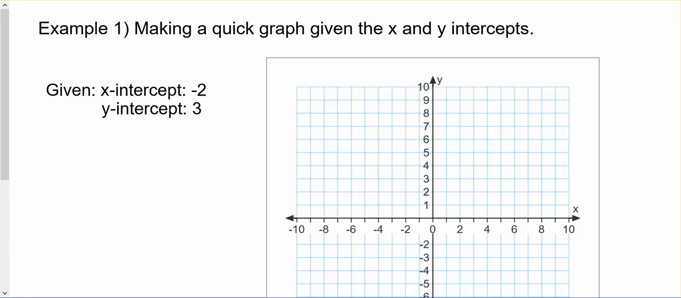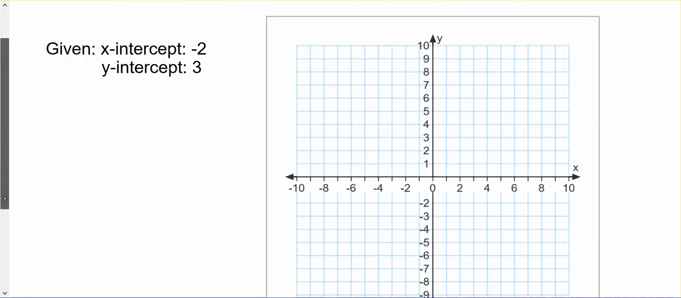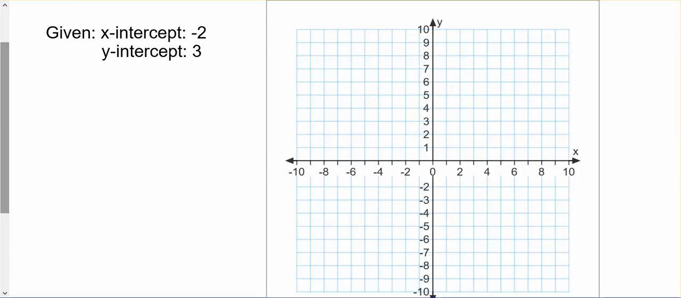So I'm making a quick graph using the X and Y intercepts. Where it says given that the x-intercept is -2, that just means the graph is going to cross the x-axis at -2. That's the point -2, 0. And the y-intercept is 3. That's the point 0, 3.